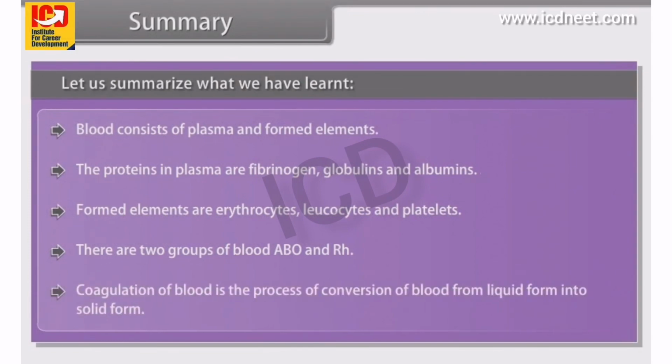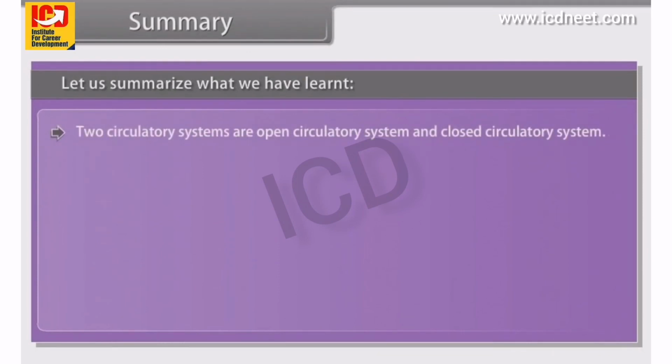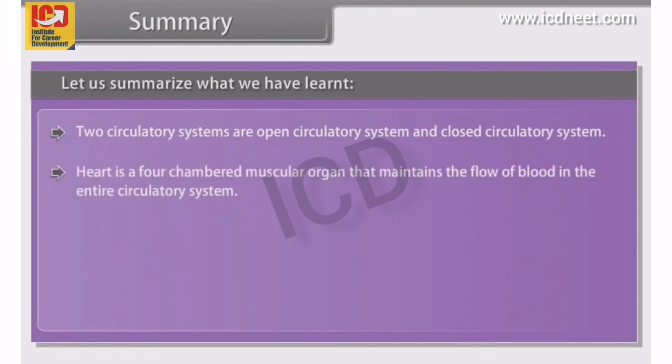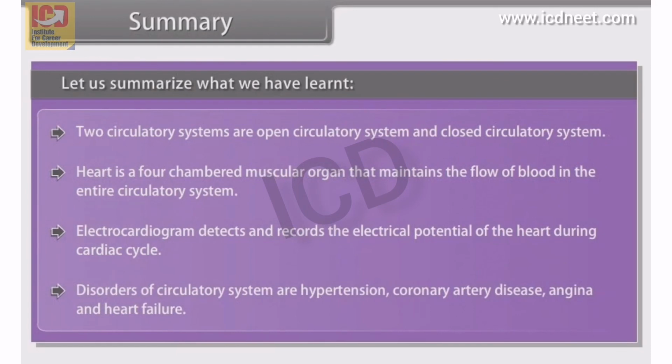Coagulation of blood is the process of conversion of blood from liquid form into solid form. Two circulatory systems are open circulatory system and closed circulatory system. The heart is a four-chambered muscular organ that maintains the flow of blood in the entire circulatory system. An electrocardiograph detects and records the electrical potential of the heart during the cardiac cycle. Disorders of the circulatory system are hypertension, coronary artery disease, angina, and heart failure.